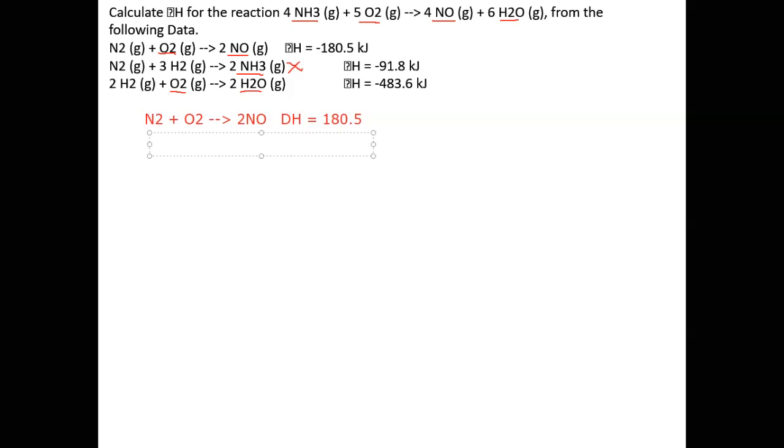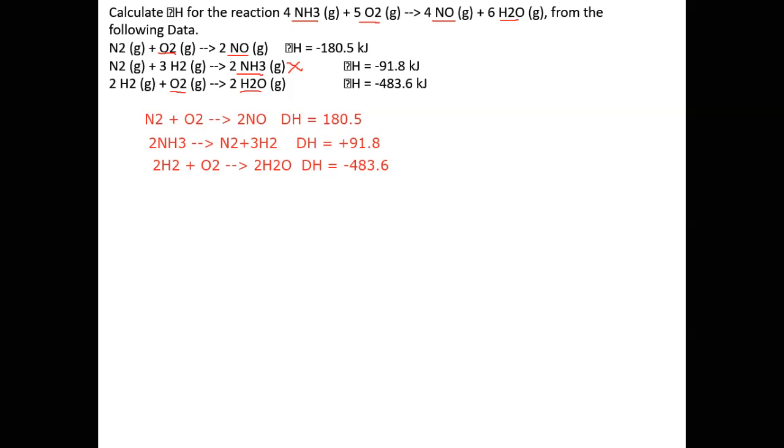The second equation we do need to flip. When we flip, we change the sign of delta H. The third equation, we don't need to flip. So now we have the reactants and products on the correct sides of the chemical equation. Now we got to work on coefficients.